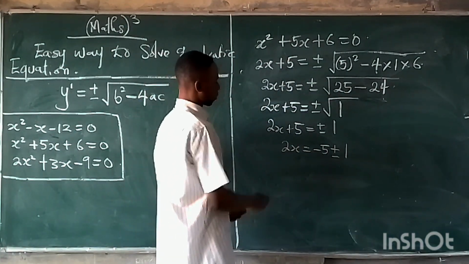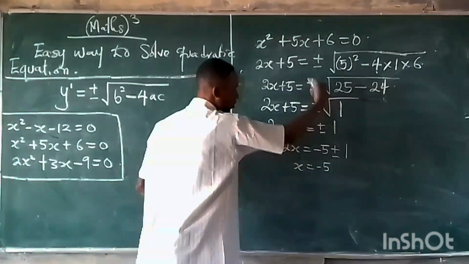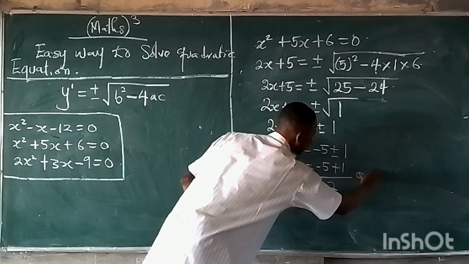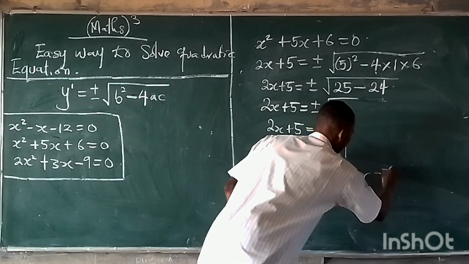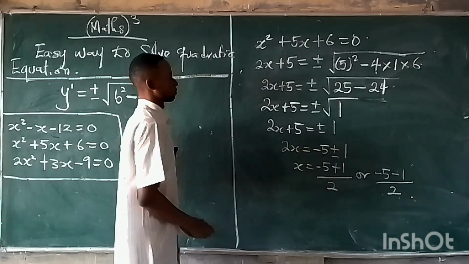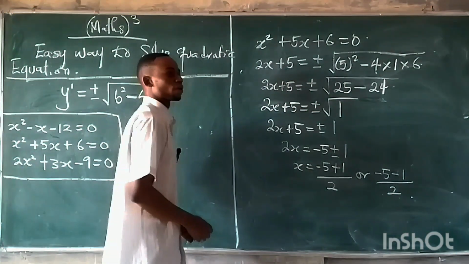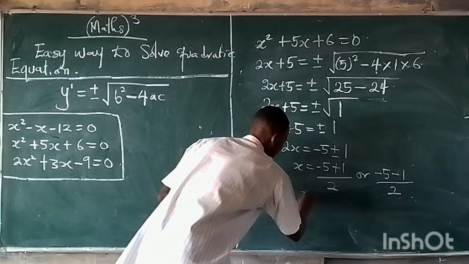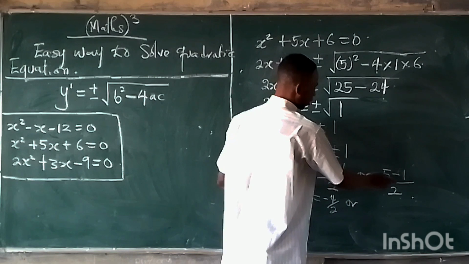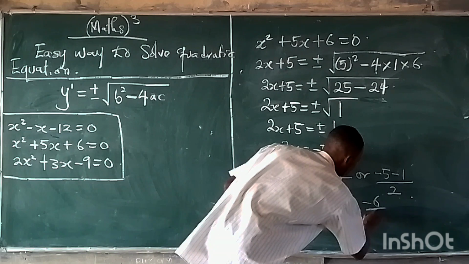So you have 2x equals minus 5 plus or minus 1. Then you divide both sides by the coefficient of x, so x equals minus 5 plus 1 all over 2, using plus first, or minus 5 minus 1 all over 2. Minus 5 plus 1 gives us minus 4, so x equals minus 4 over 2, or minus 5 minus 1, which gives minus 6, so minus 6 over 2.